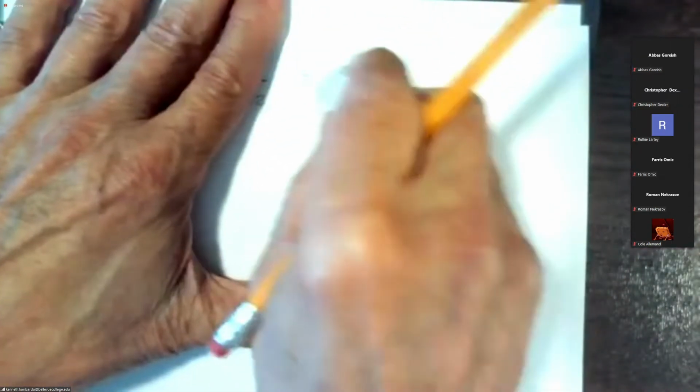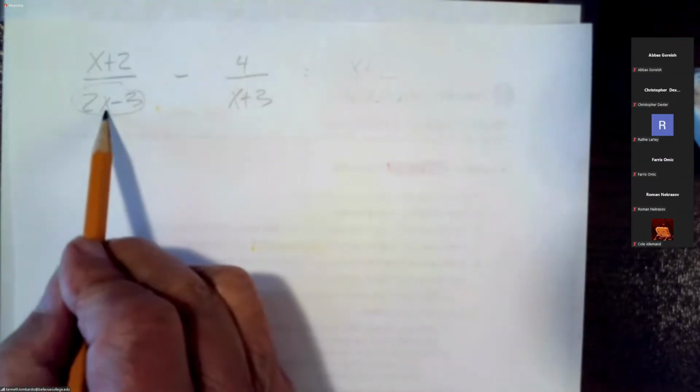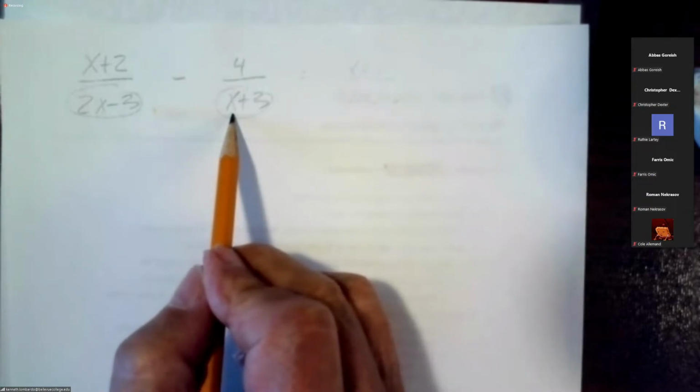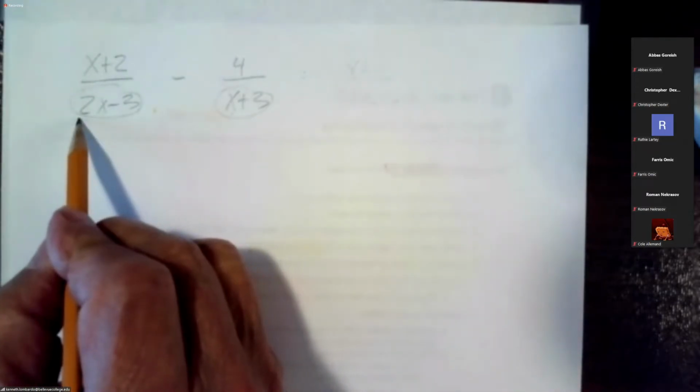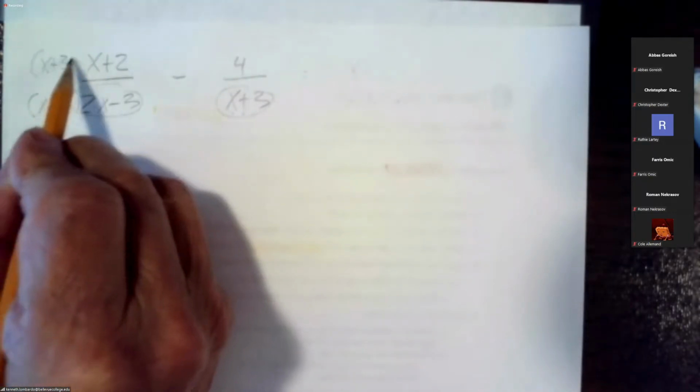Well, let's just simplify. Let's just say we've got this. If I want to create a common denominator, I've got 2x minus 3 here and x plus 3 here. So I'm going to need an x plus 3 in this denominator to pick up this. If I multiply this denominator by x plus 3, I'm going to have to multiply the numerator by x plus 3, aren't I? So that'll take care of that side.